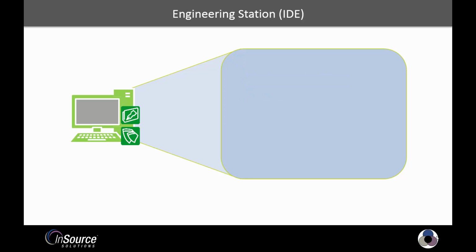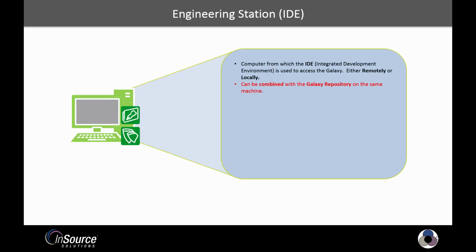The next is called the engineering station. In many cases, this engineering station and the Galaxy repository are one and the same, but they can be separated. An engineering station can differ from the Galaxy repository for remote access. So hypothetically, you could be a developer and you want to develop the application from the comfort of your own desk, rather than walking down into a server room, pulling out the keyboard, and doing the modifications on the Galaxy itself. Using the IDE remotely allows me to develop an application without physically being on the Galaxy repository itself. However, it can be combined with the Galaxy repository. In other words, one and the same.